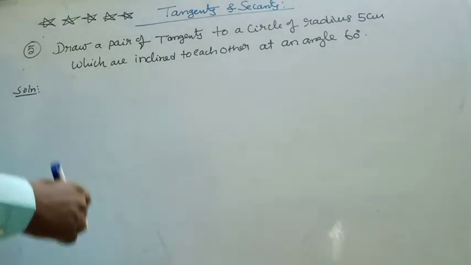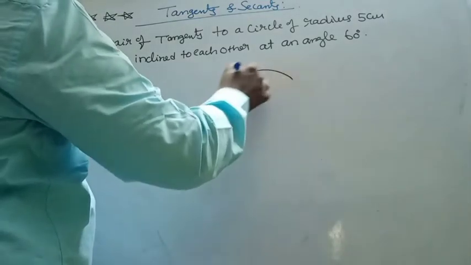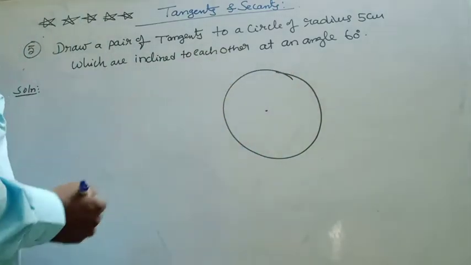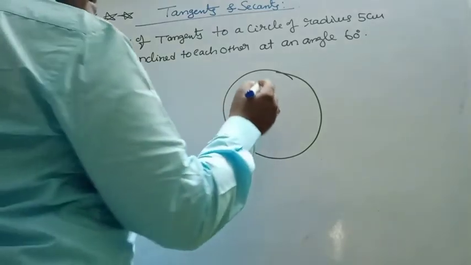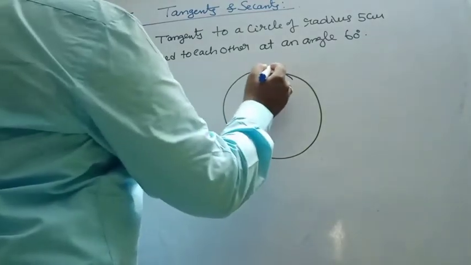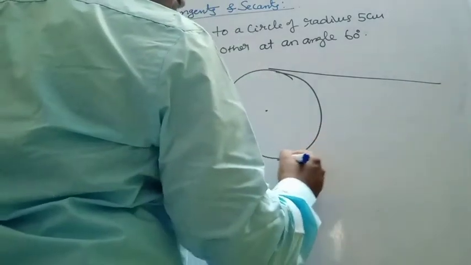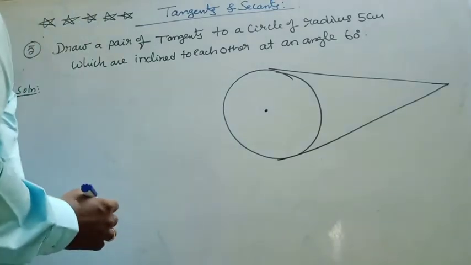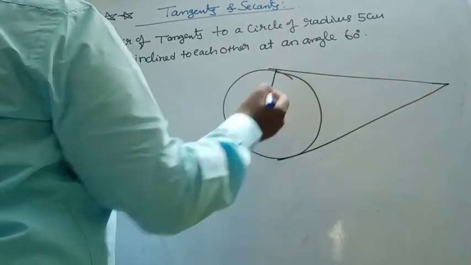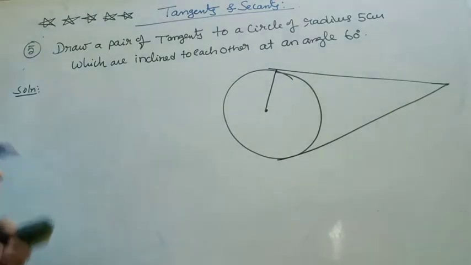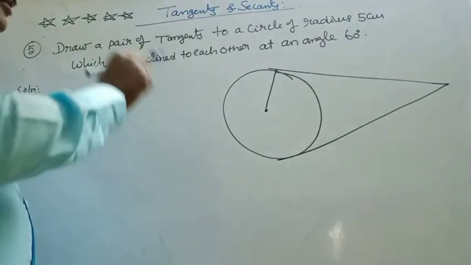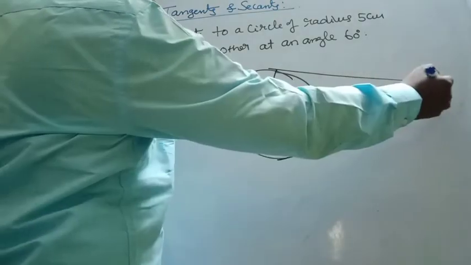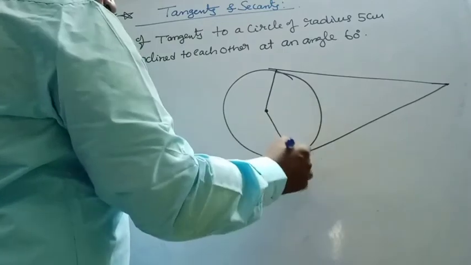Pair of tangents to a circle of radius 5 centimeter. Now you are having here a circle like this of radius 5 centimeter, with tangents inclined to each other at an angle of 60 degrees like this. You see, my dear students, this is one tangent and another tangent is like this, right? I am just drawing the rough diagram, but actually we need to do the construction part. For that, we need the distance from the center to the external point.